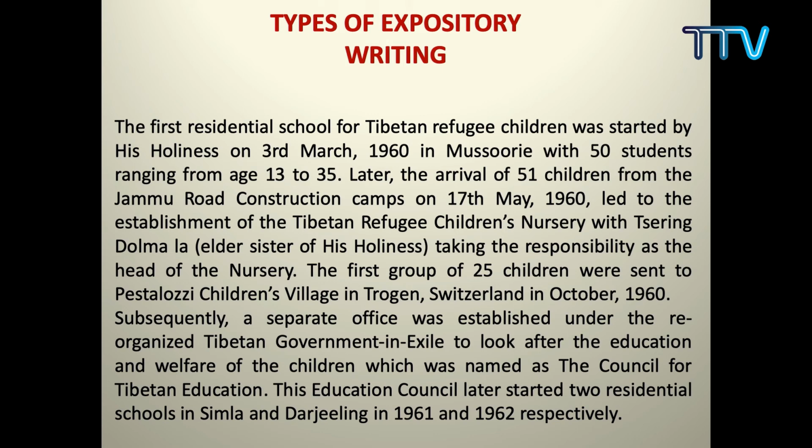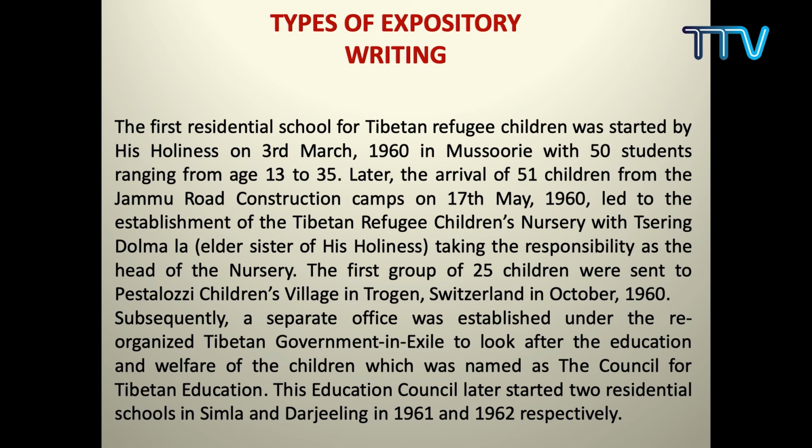The first residential school for Tibetan refugee children was started by His Holiness on 3rd March 1960 in Mussoorie with 50 students ranging from age 13 to 35. Later, the arrival of 51 children from Jammu Road construction on the 17th May 1960 led to the establishment of the Tibetan Refugee Children's Nursery, with Sring Jomala, elder sister of His Holiness, taking responsibility as the head of the nursery. The first group of 25 children was sent to Pestalozzi Children's Village in Trogen, Switzerland in October 1960.